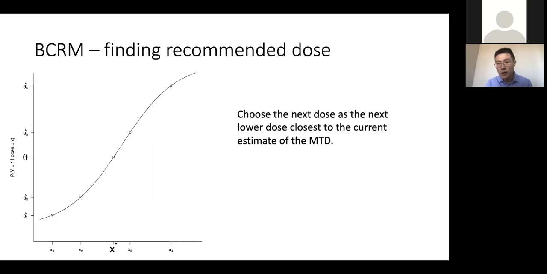In practice, a lot of the time the dose levels are fixed and we cannot recommend in between those levels. Then we could choose to recommend the dose level closest to the target toxicity level. For example, here, we can recommend dose level X3 or X2, depending on how conservative you want your algorithm to be.